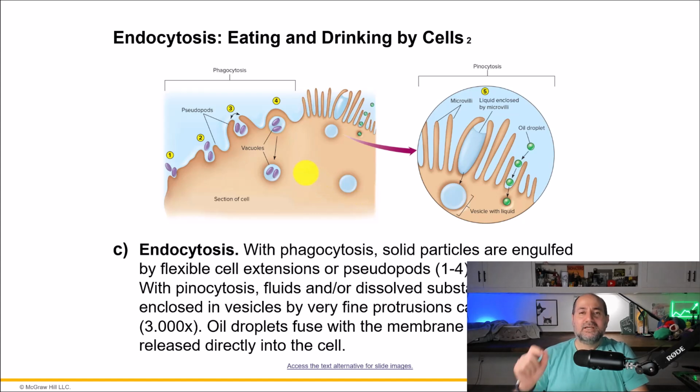And by the way, exocytosis would be the opposite. A vesicle full of waste or some kind of other substance will originate from the cell.